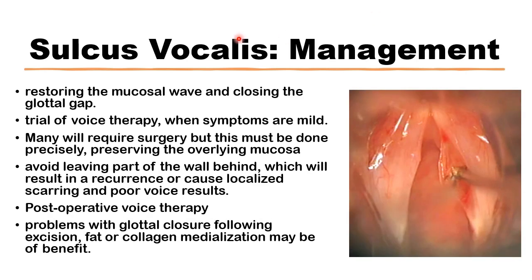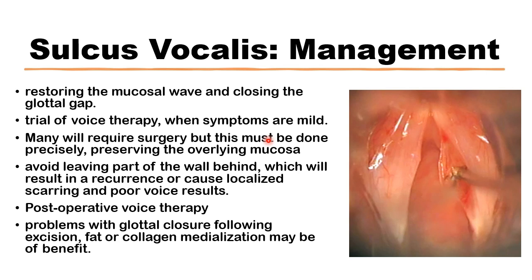The management of sulcus vocalis cases should have two aims. The first is to restore the mucosal wave that has been disrupted by the presence of the sulcus, and the other is closing up of the phonatory gap caused by the medial edge bowing in the case of sulci. A trial of voice therapy is the usual starting point, particularly in mild cases like type 1 sulci. This may be all that is required, and the voice would improve and can be satisfactory to the patient and will also avoid all the hazards of the surgical intervention.